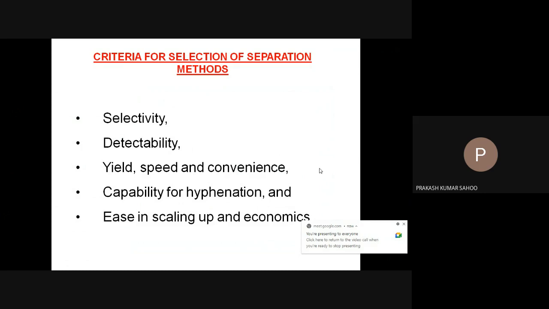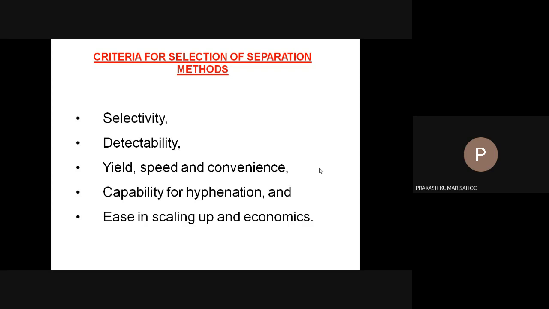So how do we select separation methods? Which type of separation method may we apply or use to separate our constituents from the mixture? The different criteria are selectivity, detectability, yield, speed and convenience, capability for hyphenation, and the last one, ease in scaling up and economics. The first one is selectivity.